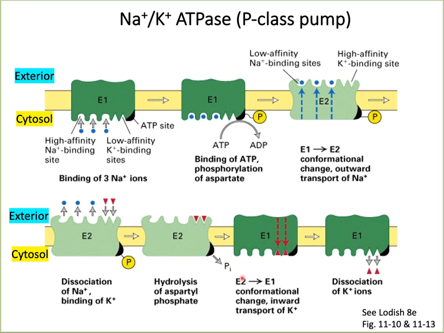And you get a conformational change back to the E1 conformation. At this point, the potassium binding sites become low affinity and the potassium ions diffuse into the cytosol. This is a very active pump in most animal cells. Again, 3 sodium ions are pumped out of the cell and 2 potassium ions are pumped into the cell in one cycle.